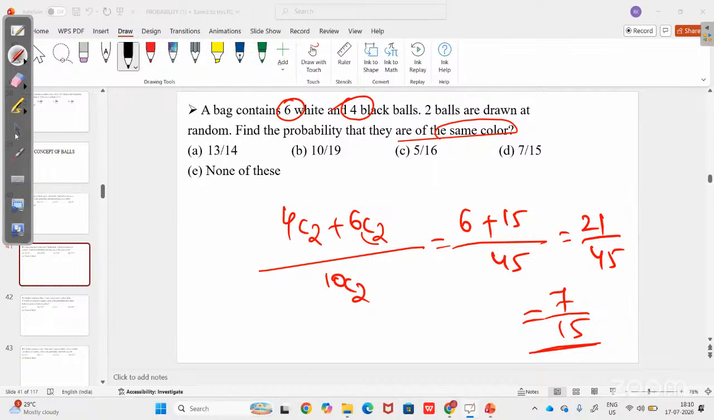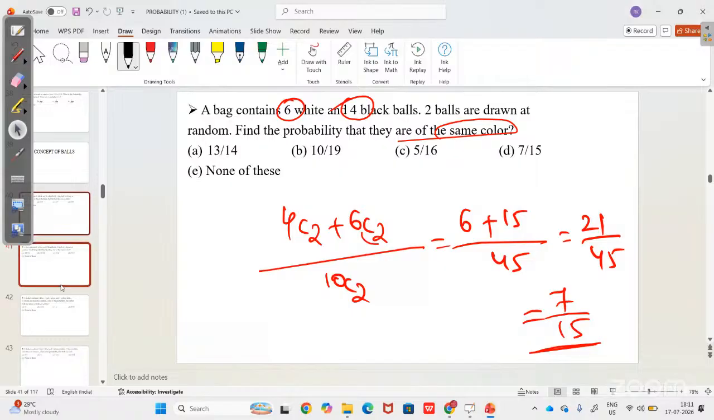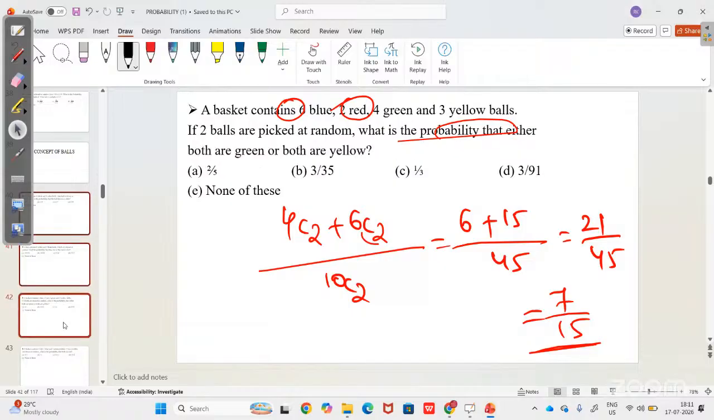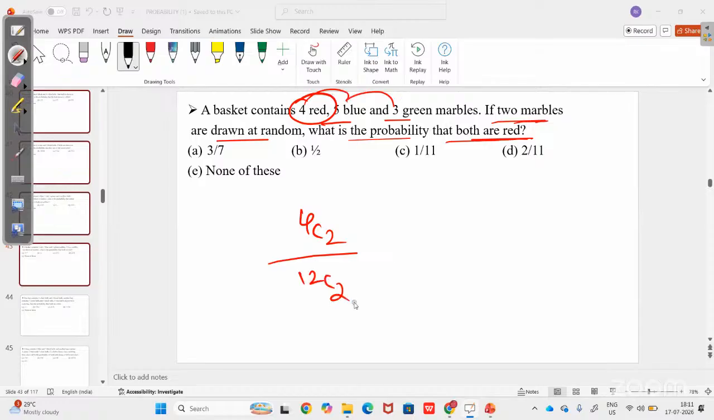Next. A basket contains 4 red, 5 blue, 3 green marbles. If two marbles are drawn at random, what is the probability that both of them are red? How many red do we have? 4. 4C2 divided by 4 plus 5, 9, 9 plus 3 equal to 12.